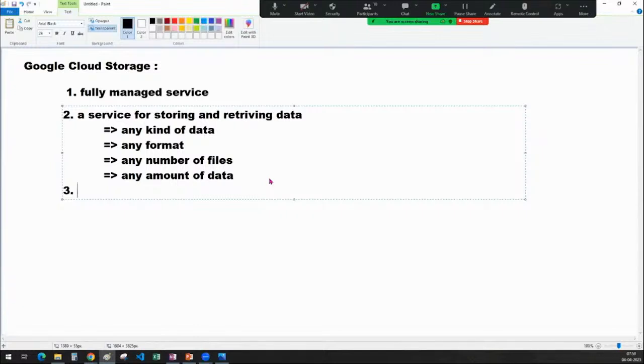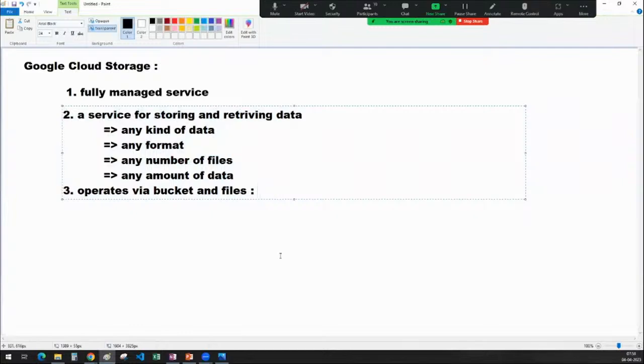How does the Google Cloud Storage operate? Okay, sir, it is fully managed, that is fine, and the purpose of the service is also fine, but how does it operate? Sir, it operates via buckets and files. Some people do not know what a bucket is. I want you to understand this terminology now.